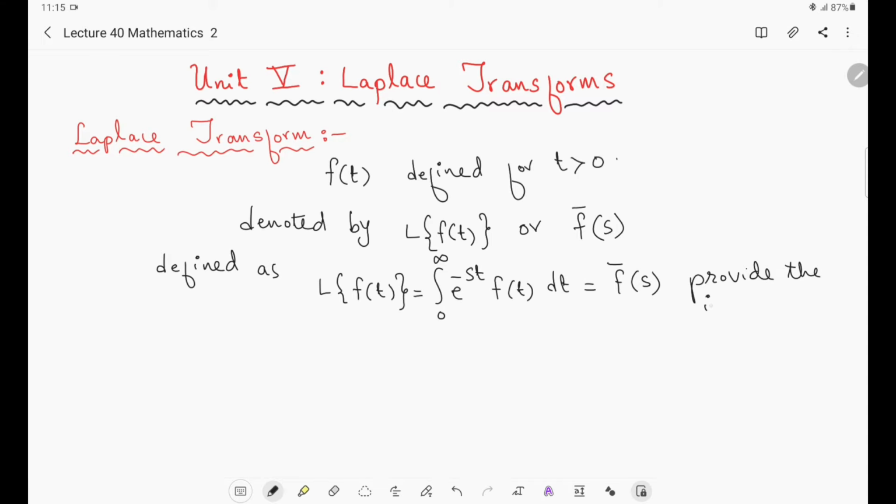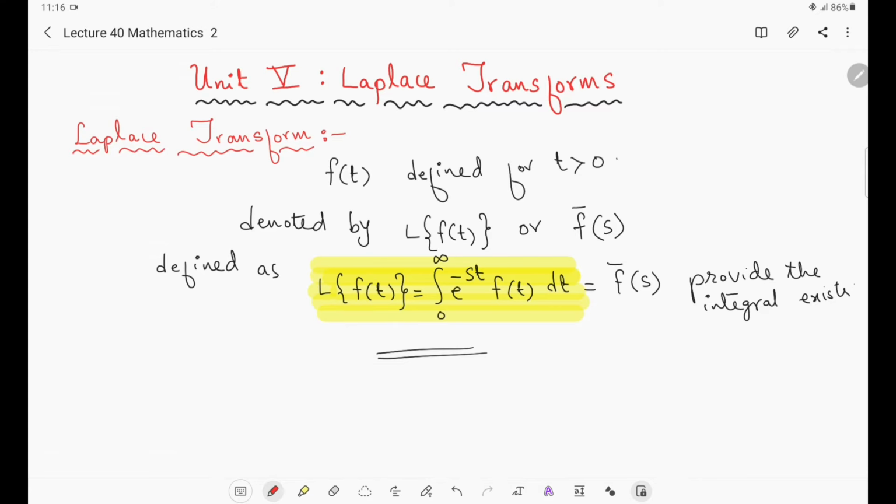the integral exists, because it's an improper integral, and most improper integrals may not exist. So if this integral exists, then it is said to be the Laplace transform of f of t. This is the definition of Laplace transform. You have to memorize this definition, because throughout this unit we will be using this definition: integral 0 to infinity e power minus st f of t dt.